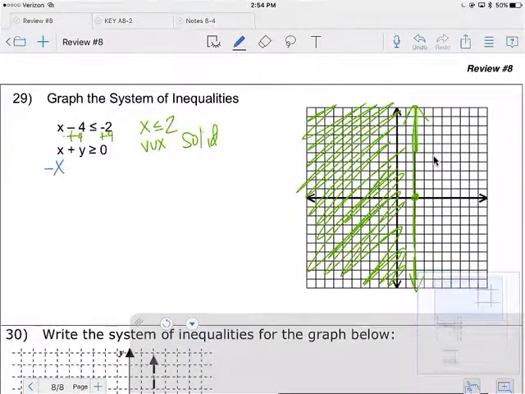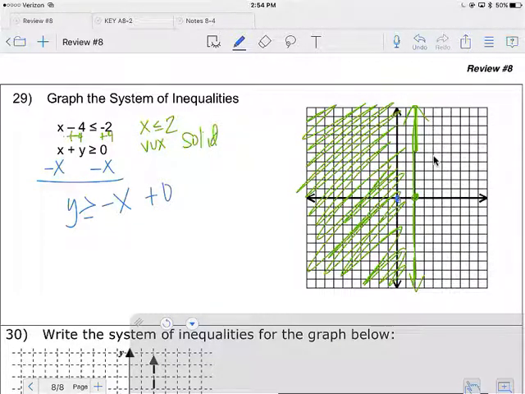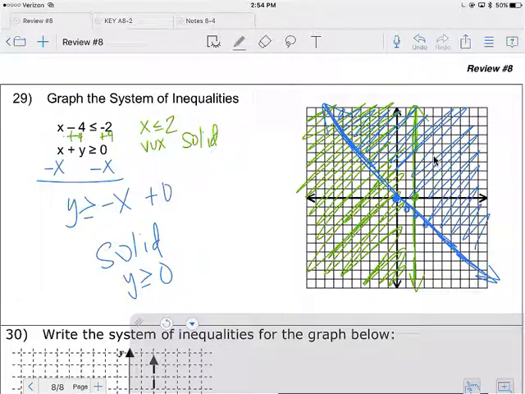And then for the second equation, we solve for y. Y is greater than -x. Remember, you can put a plus 0, so you remember where to start. -x means down 1, right 1. This is also a solid line. And y is greater than 0. Greater than goes above 0. So up on the top. And my solution set is this triangle up at the top.